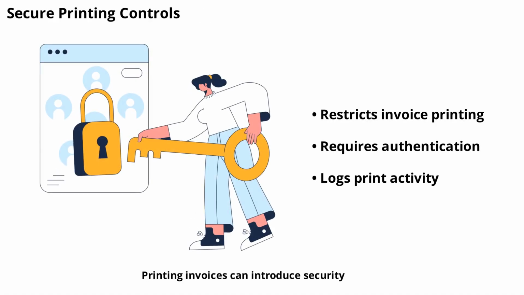Printing invoices can introduce security risks if not properly controlled. Secure printing controls are DLP features that restrict who can print invoices, require authentication at the printer, and log all print jobs. These measures prevent unauthorized copies and help track the physical movement of sensitive documents.